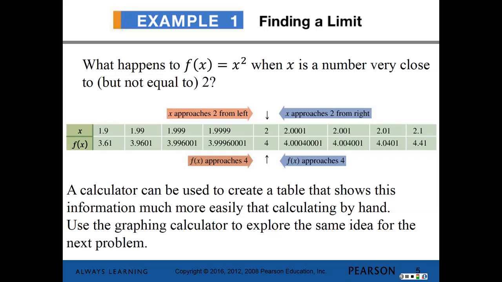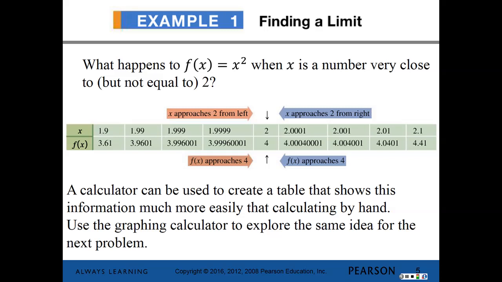Now let's just get it out of the way right up front. What is f of 2 if f of x is x squared? 2 squared is 4. Okay? Don't be afraid to shout it out, because I'm not going to ask you any hard questions. Not today.